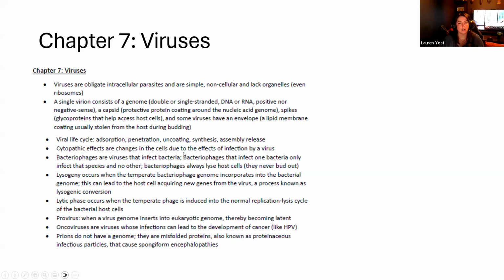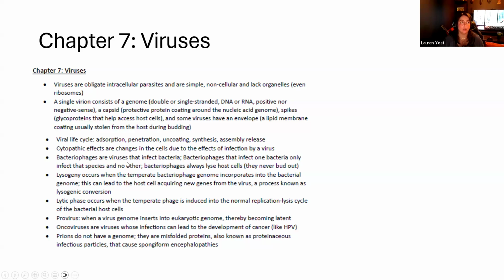Cytopathic effects are negative changes in the cells caused by a virus. Could be a whole lot of things: not sticking to surfaces anymore, rounding up, merging with cells nearby, all sorts of things. Anything bad change-wise from the virus.